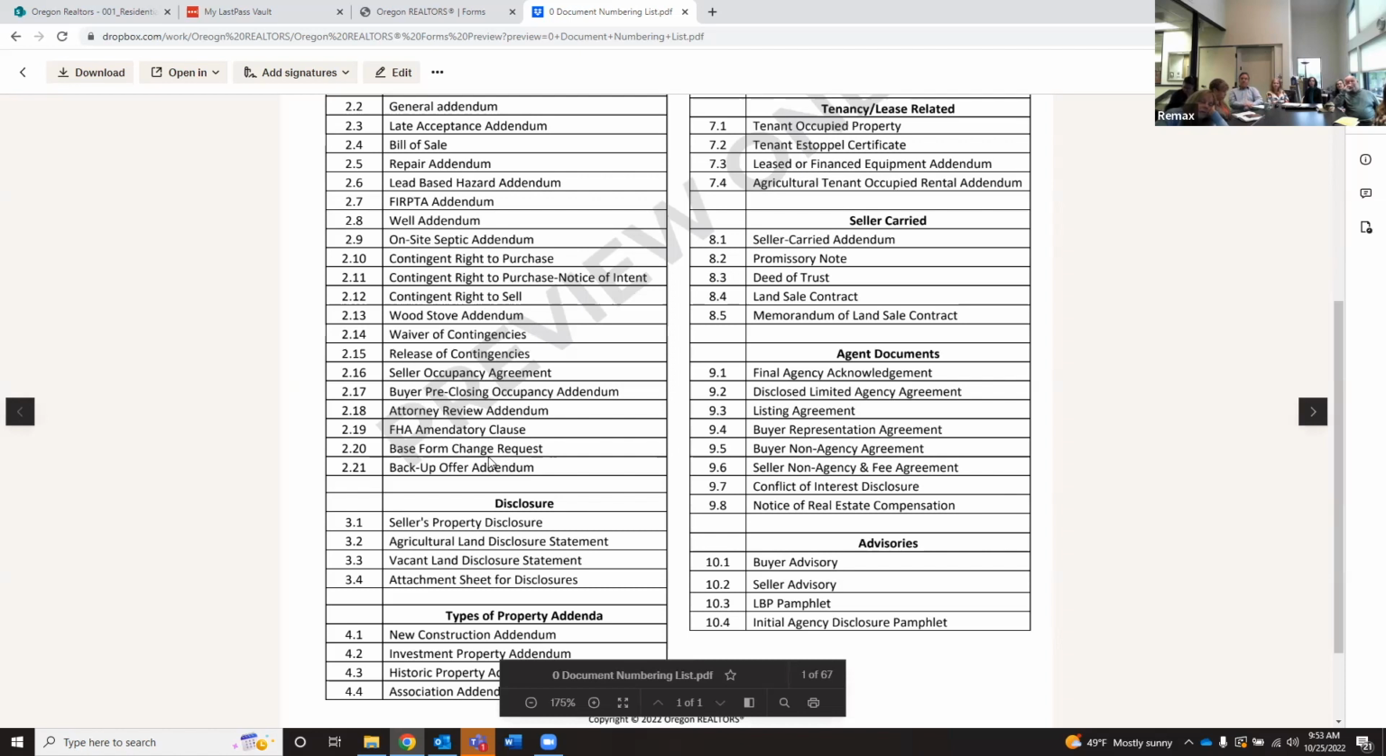This base form change. Oh, I'm sorry. Is there a question? No, I just caught a breath. Like an attorney is going to be okay with it.